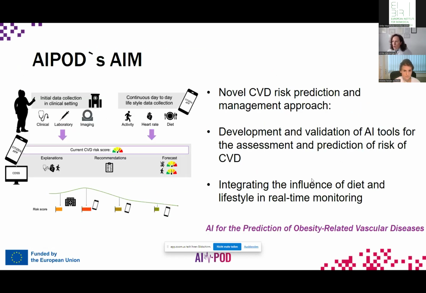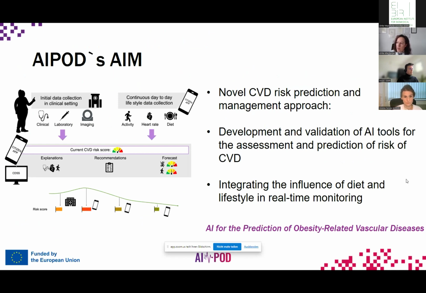So the main goal of iPod, and iPod stands for AI, artificial intelligence, for the prediction of obesity-related vascular disease, is to develop and validate AI tools to assess and predict the risk of cardiovascular diseases and its related complications in obese persons.